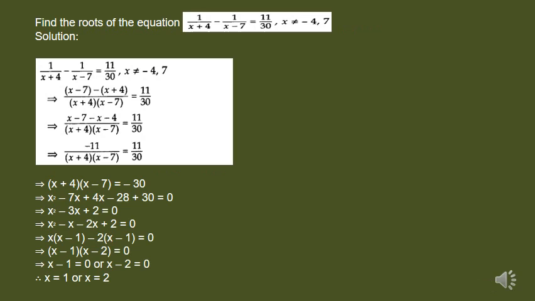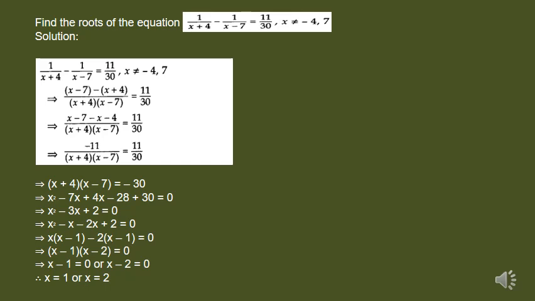Students, this is also a very important type of equation which we have to solve and find its roots. Find the roots of the equation 1 by x plus 4 minus 1 by x minus 7 equal to 11 by 30, where x is not equal to minus 4 and 7. After taking the LCM, we get x minus 7 minus x plus 4 divided by x plus 4 into x minus 7, equal to 11 by 30.